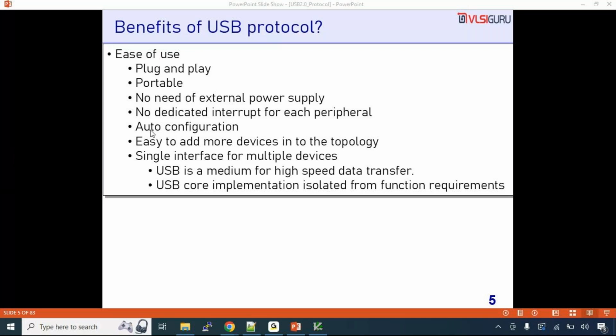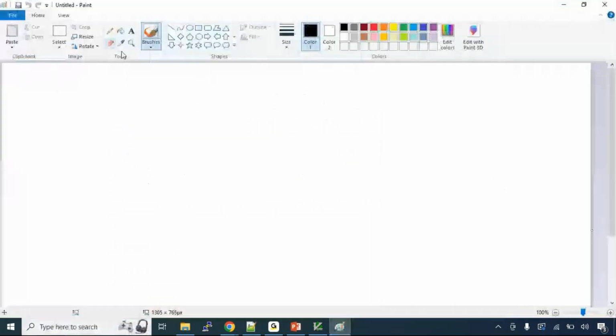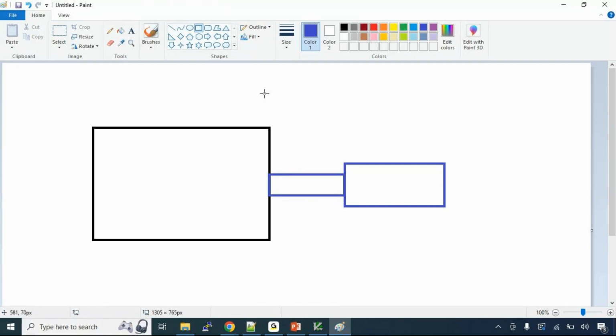Then there is a concept called auto configuration. What is meant by auto configuration? Let us understand that. I think I have to use this diagram repeatedly, so let me just try it on Paint. What we want to draw is one host, and you have a pen drive. This pen drive is connected to this one. There are four wires we discussed. What are the four wires here?